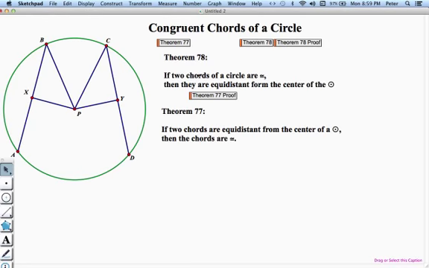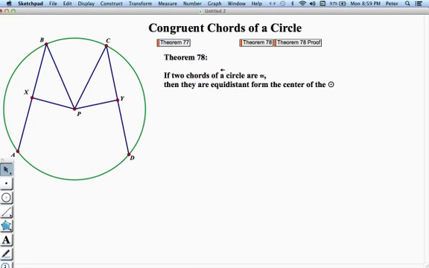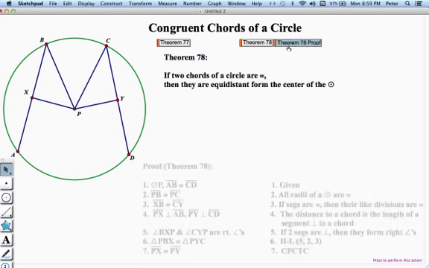Because the given in 78 deals with two congruent chords, and that's the conclusion of Theorem 77. Whereas the conclusion of 78 talks about the chords being equidistant from the center, and that's the given of Theorem 77. So Theorem 77 is definitely the converse of 78. So let's take a look at the proof.